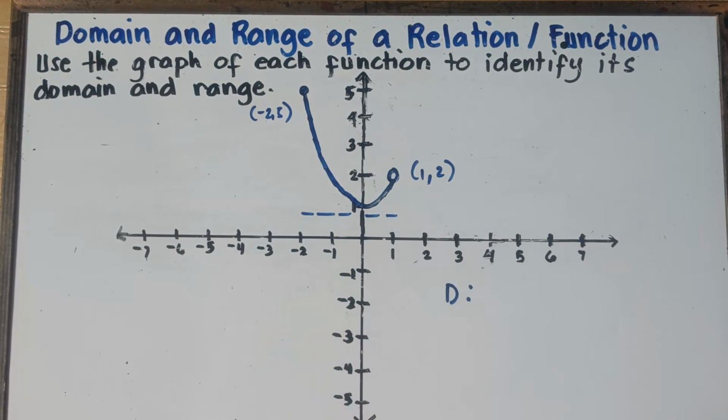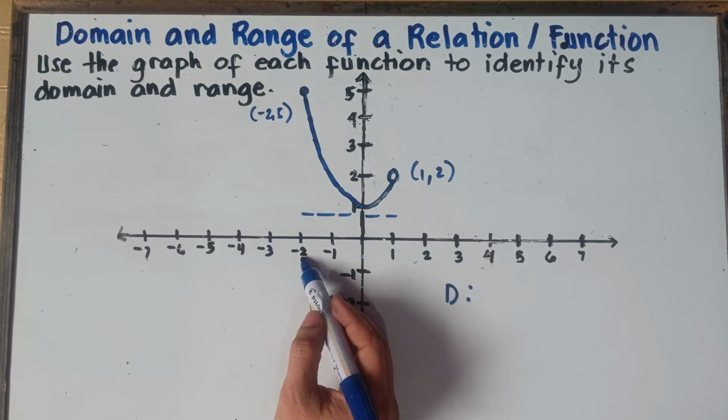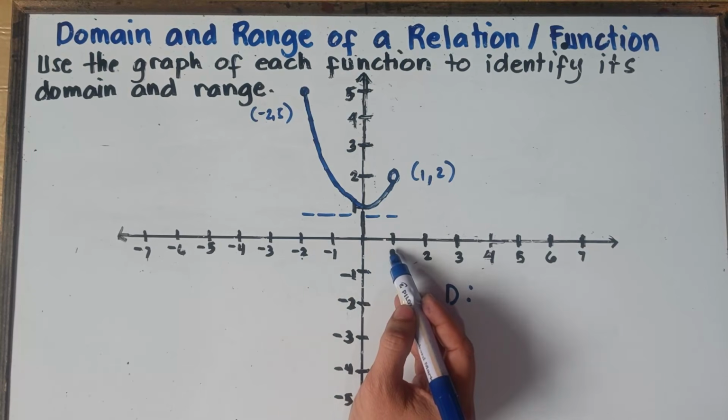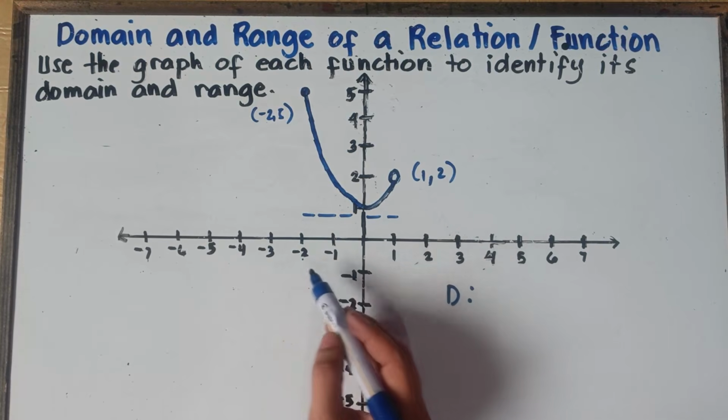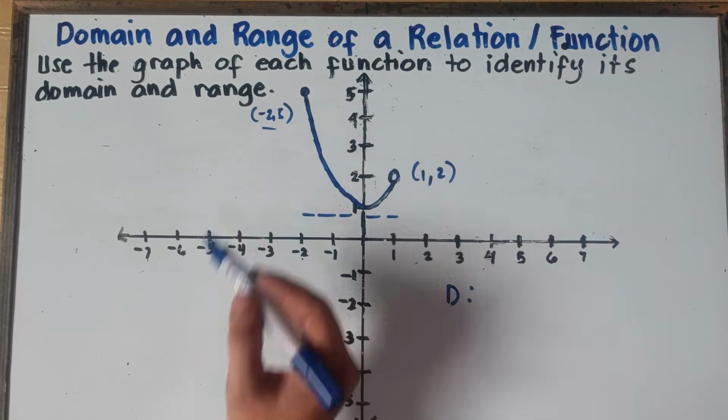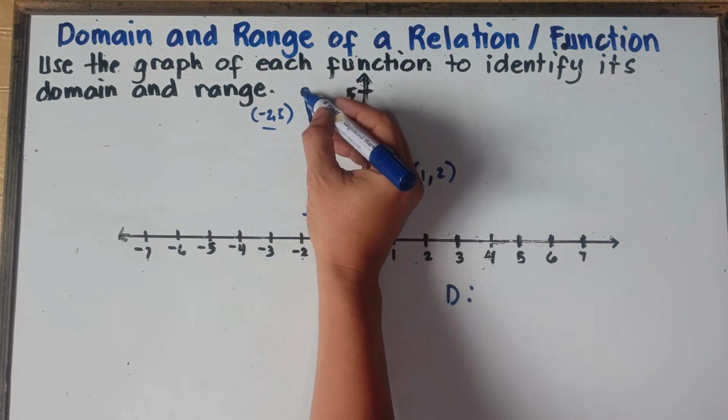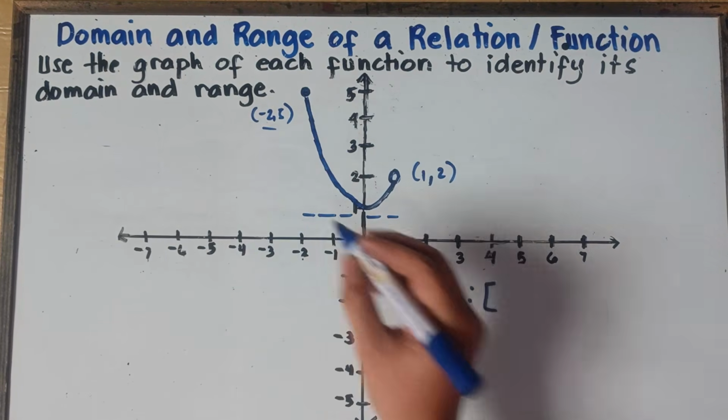So therefore the domain, starting from negative 2 up to positive 1. Once again, domain will be horizontal distance starting from negative 2 up to positive 1. So negative 2, this one right here. We have a closed circle at negative 2, so this will be bracket from negative 2.